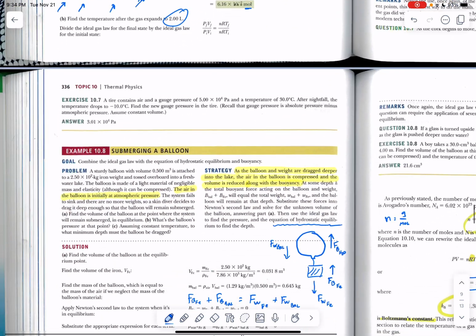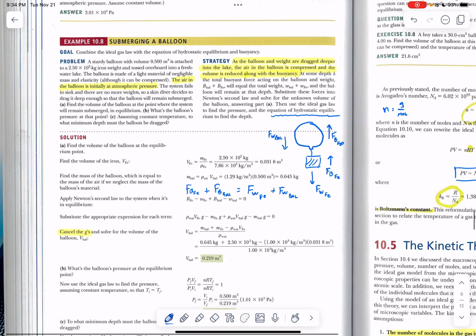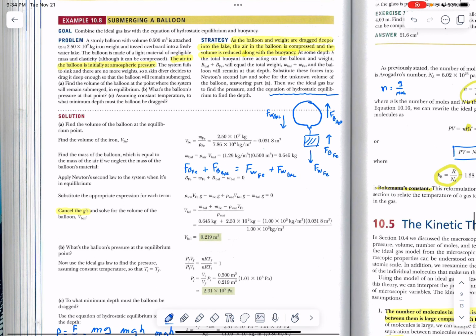Let's just look at one more problem. We have a sturdy balloon with a volume of 0.5 meter cubed, and notice the mass is in kilograms for the iron weight that's dangling from the bottom of the sturdy balloon. Notice we're making some assumptions. We have a light material, so its mass is going to be negligible, though we do have to worry about the mass of the air inside the balloon.